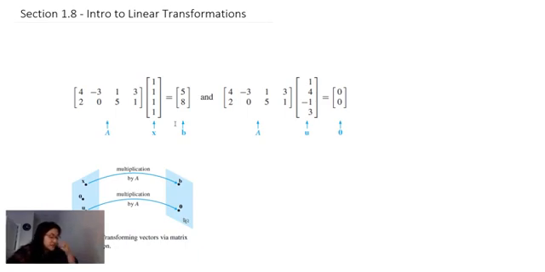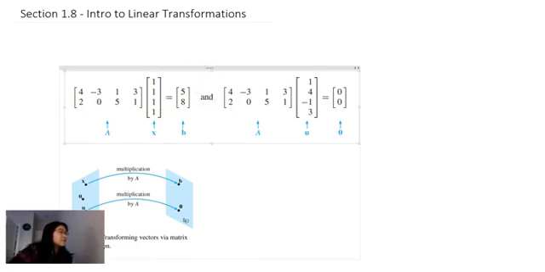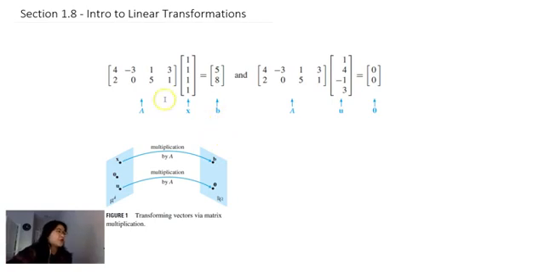So we have this matrix equation where we have Ax equals b and Au equals 0. So when we take our vector x, multiply it by our matrix A, then we get out the vector b. And we take our vector u, multiply it by our matrix A, we get out the 0 vector. And we're going from our 4 space to our 2 space. So this is transforming vectors with this matrix multiplication.